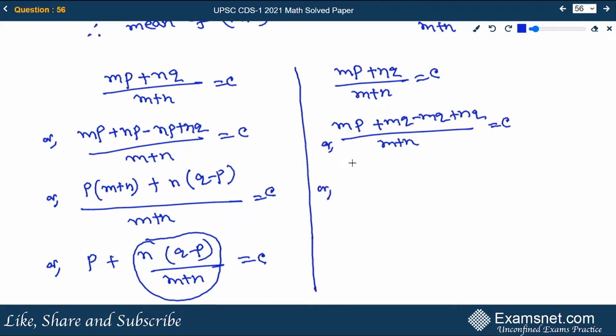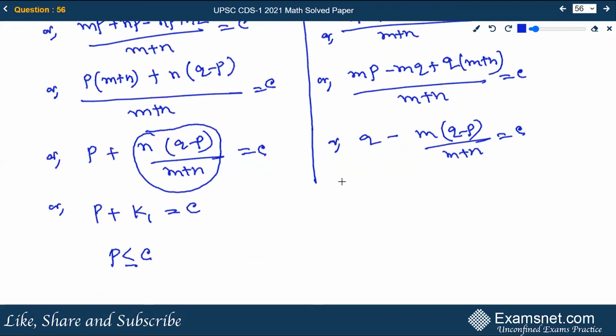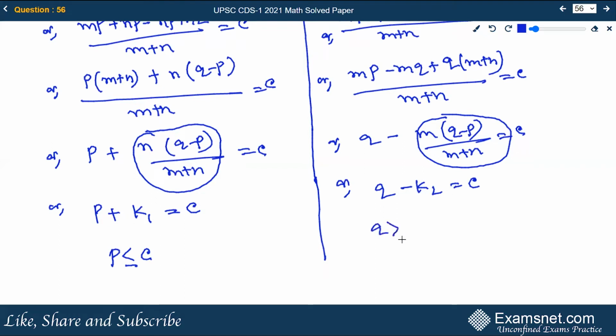So here we can write MP minus MQ plus Q into M plus N, by M plus N equals C. Or after distributing, we will get Q minus M times Q minus P by M plus N equals C. So let's assume this one as K2. So we can write Q minus K2 equals C. After subtracting a number from Q, we are getting C. That means obviously C is less than or equal to Q. So Q is greater than or equal to C.